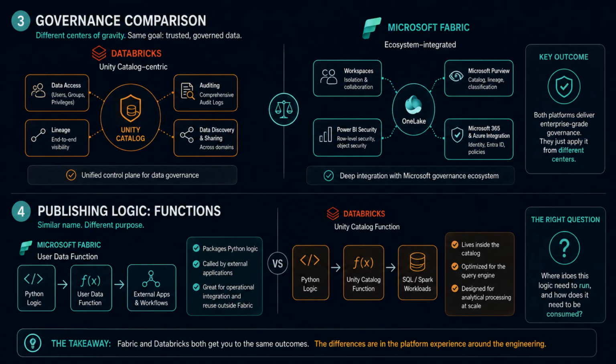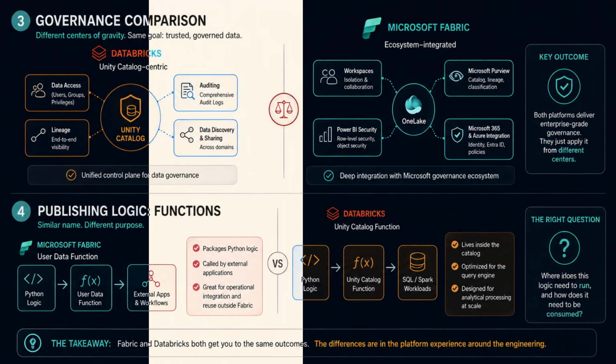Versus Unity Catalog function. The function we just published is another good example. In Fabric, we used a user data function. That works well when I want to package a relatively small piece of Python logic and allow an external application or workflow to call it. Databricks also has functions through Unity Catalog, but those live closer to the data and query engine, so they're more naturally designed to participate directly in analytical processing. The names sound similar, but they're solving slightly different problems. So rather than asking, which function is better, I'd ask, where does this logic need to run? And how does it need to be consumed?